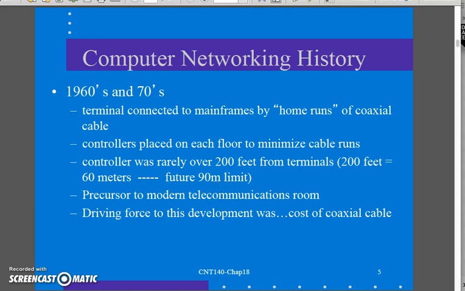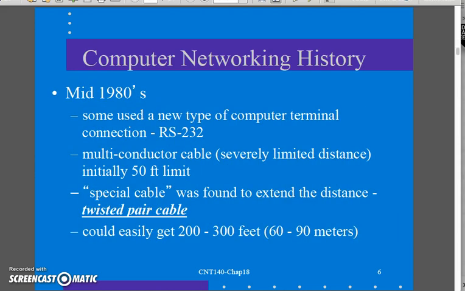And the driving force of this was the cost of coax. As we move into the 80s, we had RS-232s, or kind of our serial cables, multi-conductor cable. This limited our distance to about 50 feet. But they found this special cable that was able to extend the distance, twisted pair cabling. You could easily get 200 to 300 feet, 60 to 90 meters. Now we start getting some substantial distances for our data cabling.